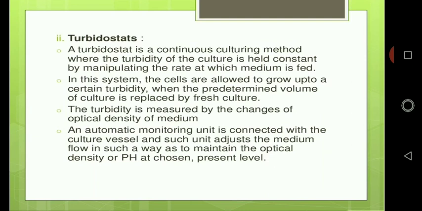Now the turbidostat. A turbidostat is a continuous culture method where the turbidity of the culture is held constant by manipulating the rate at which medium is fed. Here we maintain a constant turbidity of cells, and the turbidity can be measured using pH or optical density. In this system, cells are allowed to grow up to a certain turbidity, then a predetermined volume of culture is replaced by fresh culture medium. So the whole thing revolves around the turbidity and density of the medium. We allow the cells to grow to the point where the set turbidity is reached, then we replace cells and medium with fresh medium.